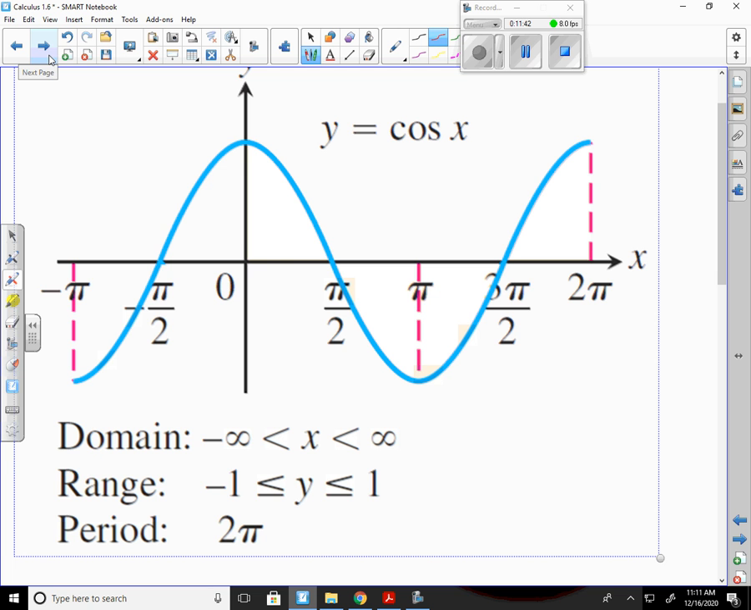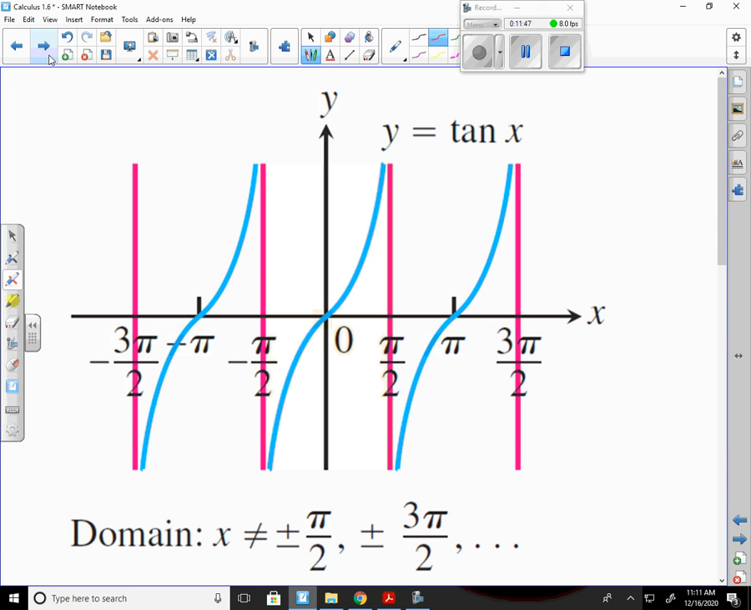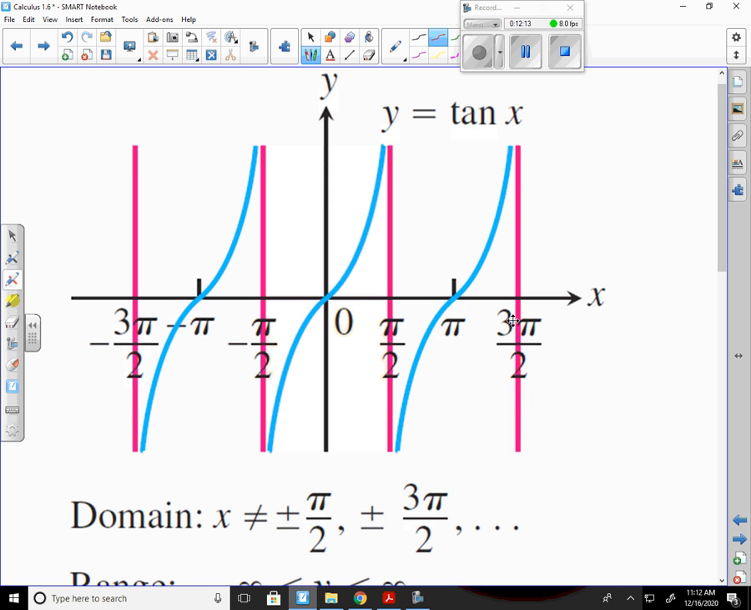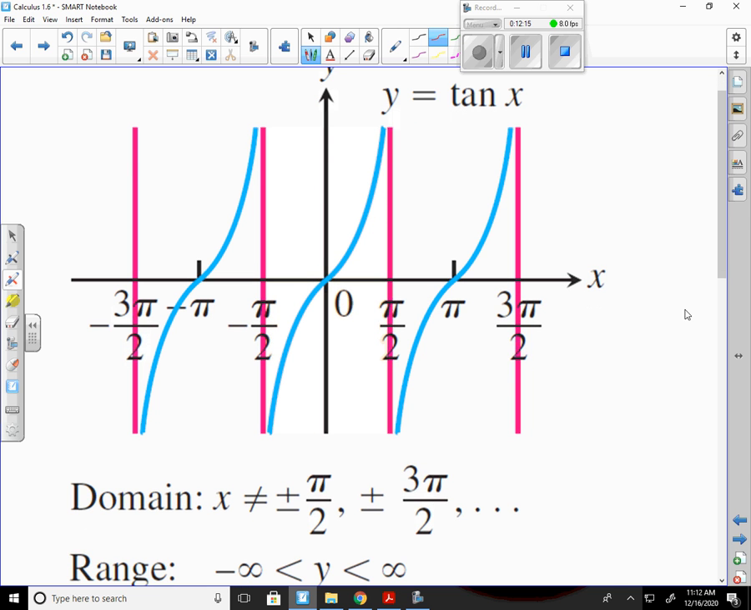So cosine is very similar to the sine. That takes us to the tangent. When I look at the tangent, you'll notice that everywhere that there's a pink line, I don't have an answer because it's an asymptote. And that's at -pi/2, -3pi/2, pi/2, 3pi/2. It's going to extend out to 5pi/2 as well, and 7pi/2. It just keeps going up by 2pi/2.